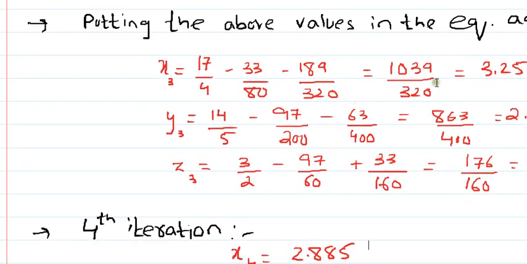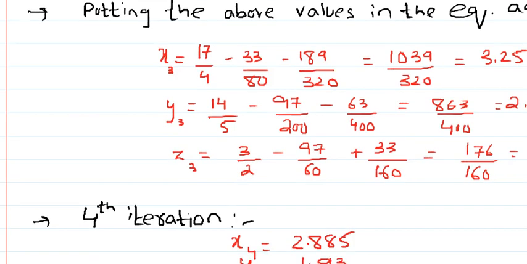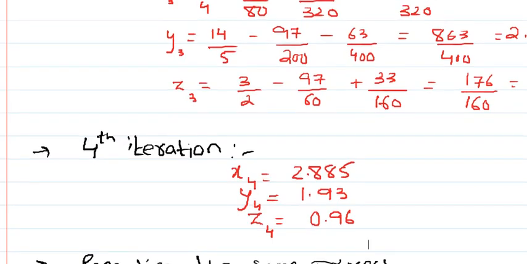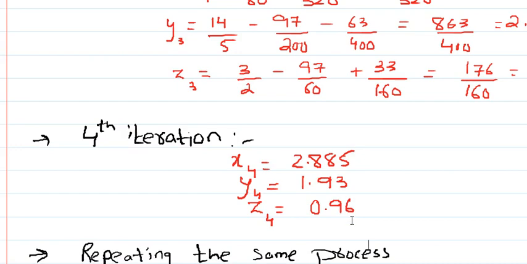We get x3 equals 3.25, y3 equals 2.16 and z3 equals 1.1. Again there is a large difference between the previous values and these values. So we will iterate again by taking these values of x3, y3 and z3. For the fourth iteration, we get x4 equals 2.885, y4 equals 1.93 and z4 equals 0.96.